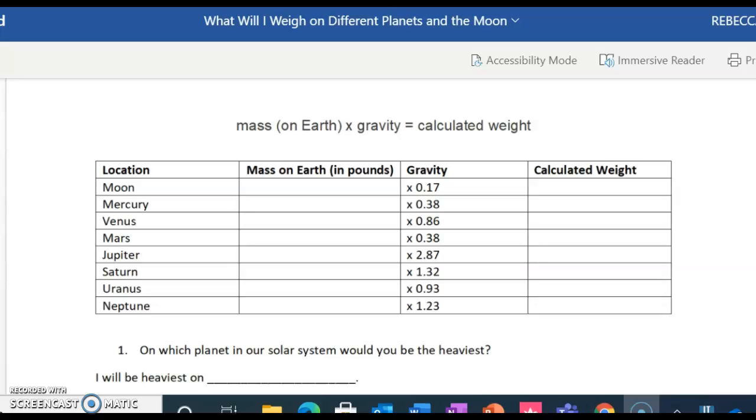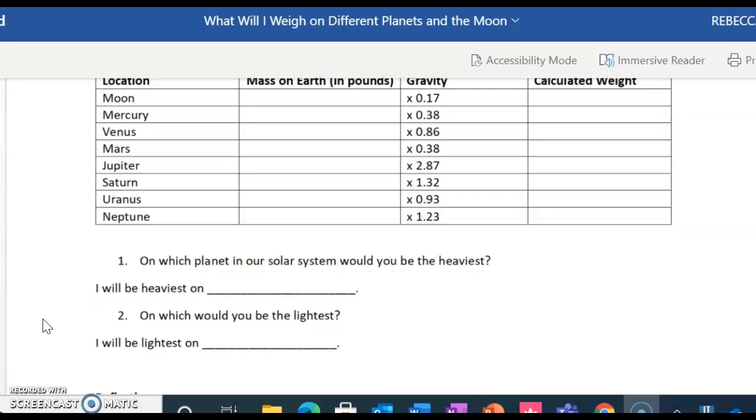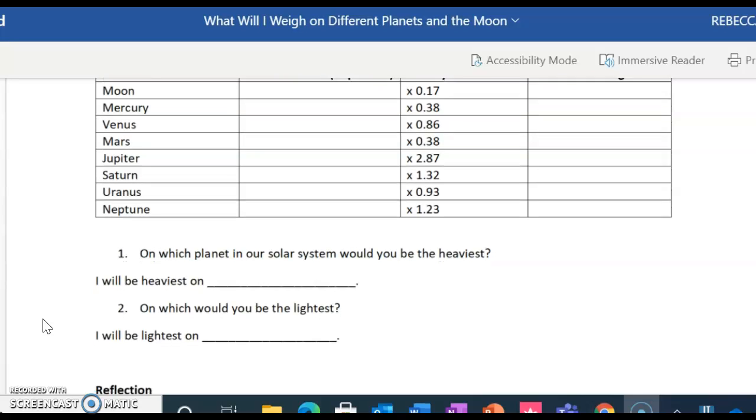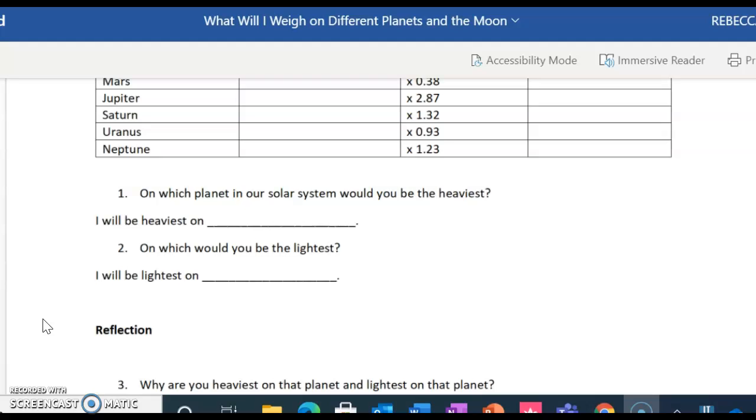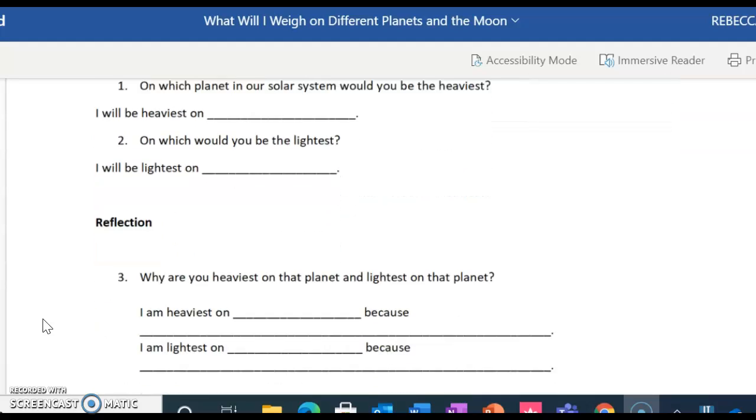So you can use your calculator on the computer or the phone, or if you have an actual calculator. And you're going to do that for all of the planets here. Then we have some questions. Number 1, on which planet in our solar system would you be the heaviest? And number 2, on which would you be the lightest? So you're just summarizing your results really quick there.